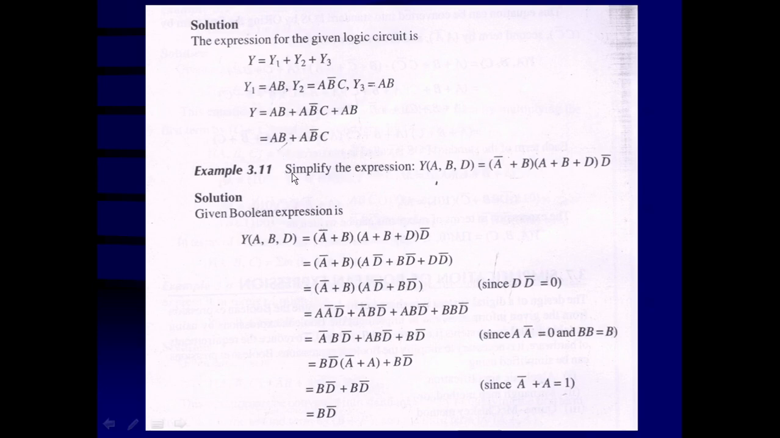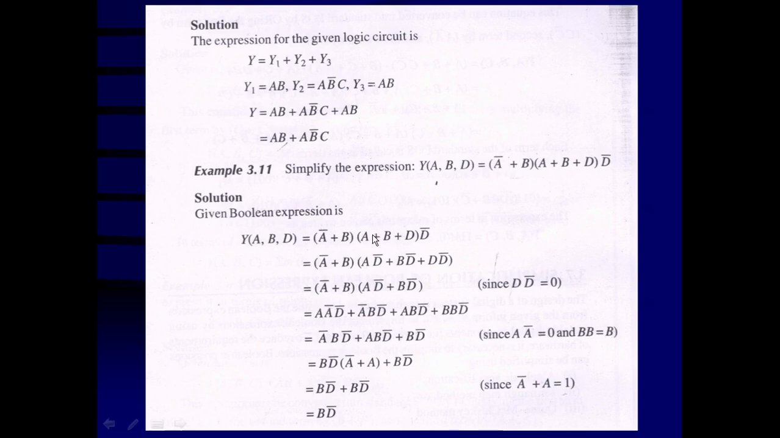Next example: simplify the expression Y, a function of three variables A, B and D, equal to (A bar or B) into (A or B or D) whole bracket, dot D bar. Using the distributive law, D bar is going to be distributed over A, B and D. So the first bracket is as it is, A bar plus B, that is the OR gate, which has two inputs A bar and B.